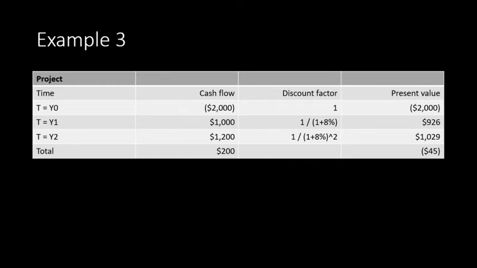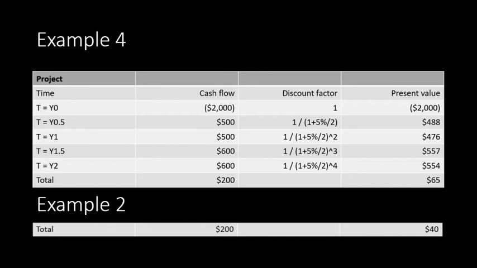Example 3. The cash flow is the same as those in example 2. However, the discount factor becomes 8% per annum. The future cash flow will be discounted deeper. Even with the same set of cash flow, the NPV becomes negative and we should reject the project.